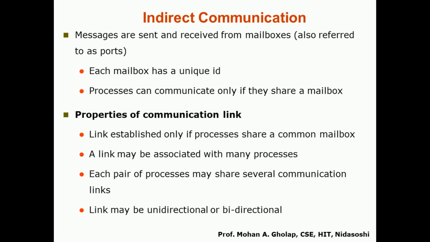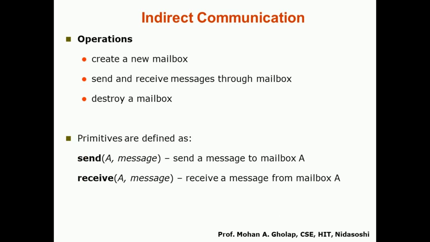Okay. So the next property is that each pair of processes may share several communication links. That is also possible. Here also the link may be unidirectional or bidirectional. So these are the properties of the communication link in indirect communication. Next we'll see what the different operations performed in indirect communication are. First you have to create a new mailbox. After that, send and receive messages through the mailbox. After that, destroy the mailbox.